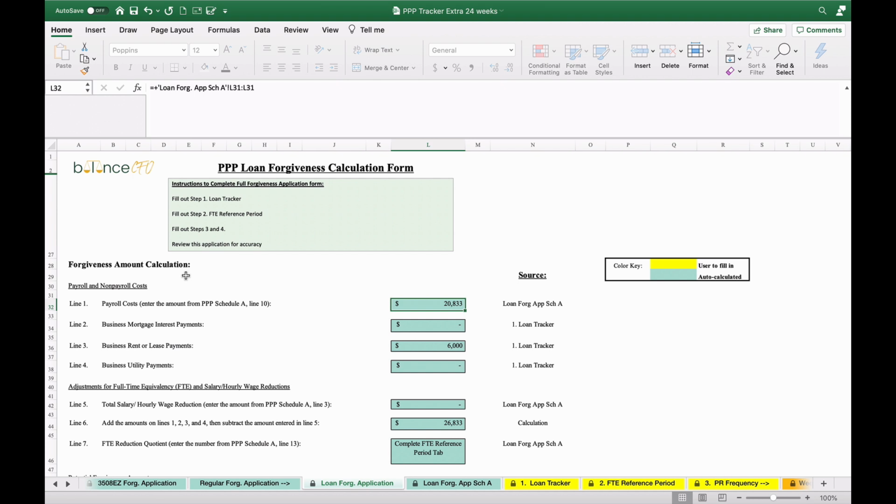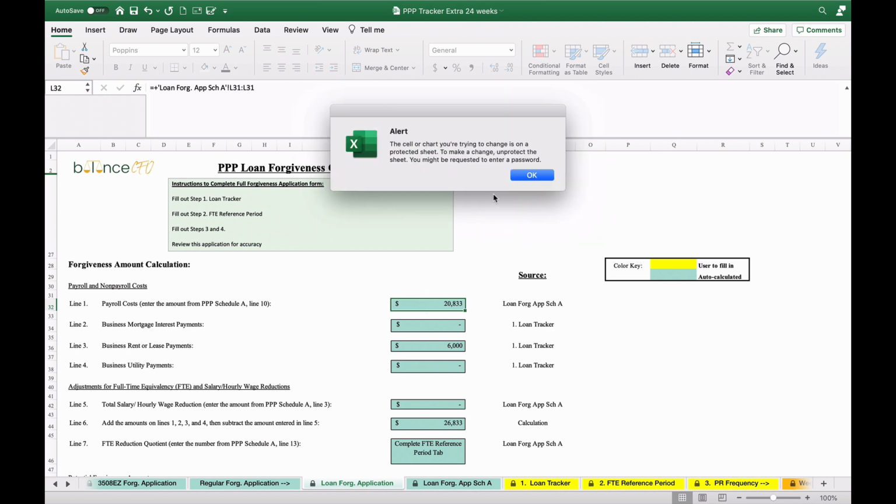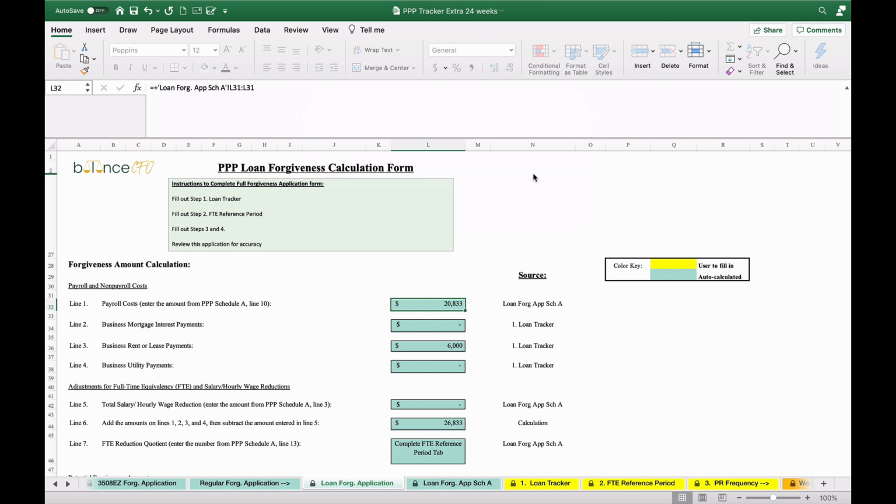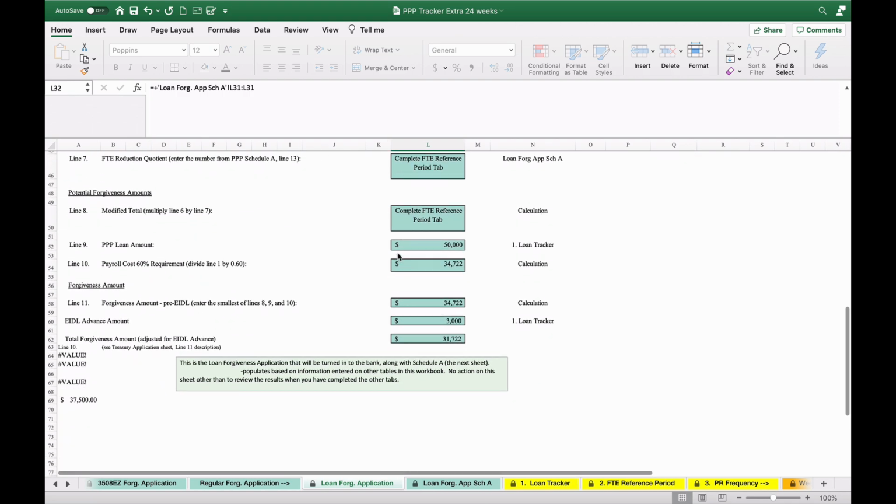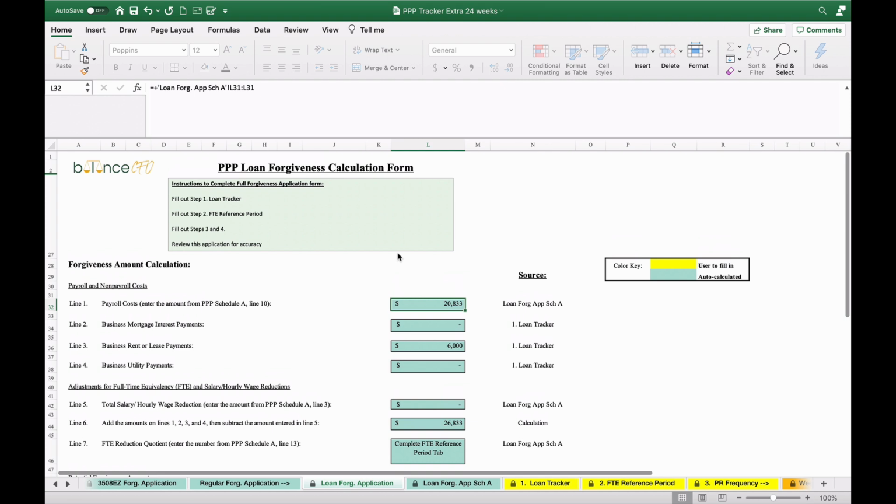And you're going to see the color key as well, which is going to tell you that only things that are in yellow are things that need to be completed by you. Everything else is auto-calculated. So all the blue, you don't need to touch. In fact, you're not going to be able to touch it because it's going to tell you that it's linked from somewhere else and you can't make a change. So ultimately, you have to fill in all of these. And once you fill in all of these steps, this entire forgiveness application will be completed for you, okay? The whole thing is going to be filled out when you're done, and then you can come back to this tab and review it for accuracy.